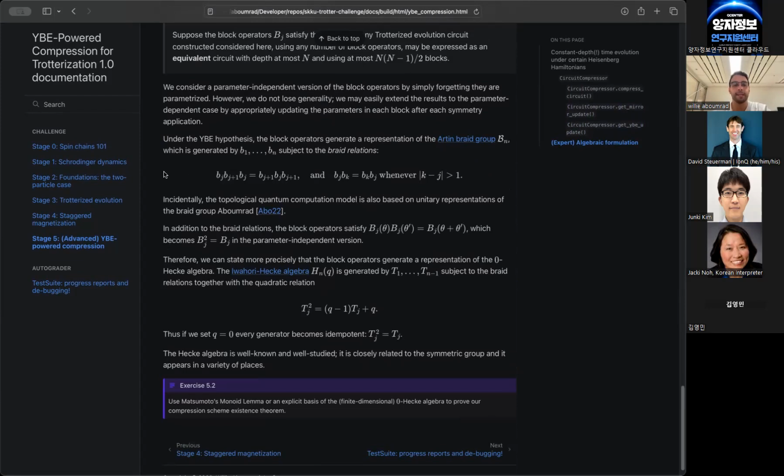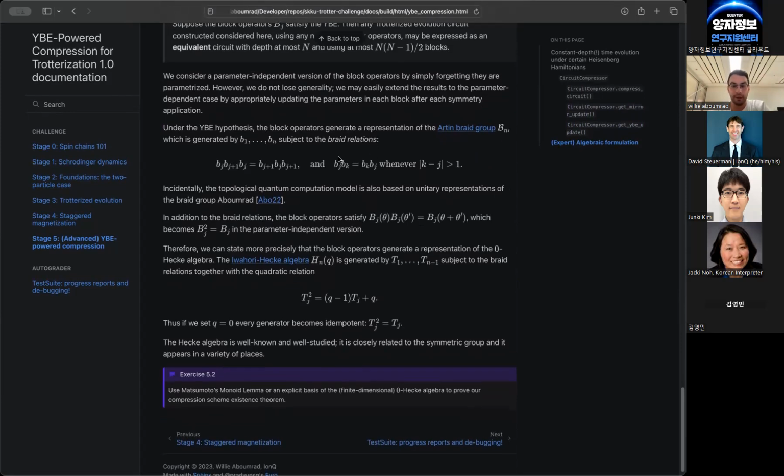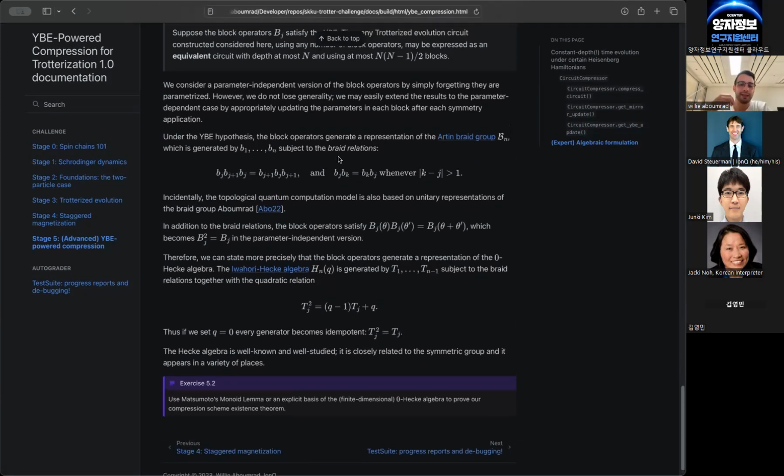So if we think about the symmetric group being generated by transpositions, which means that you just switch neighboring or adjacent objects, then those generators will satisfy these braid relations. Basically, the block operators give you a representation of this gadget here, the Hecke algebra.